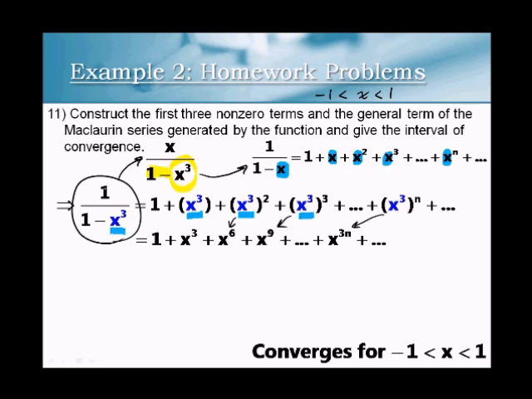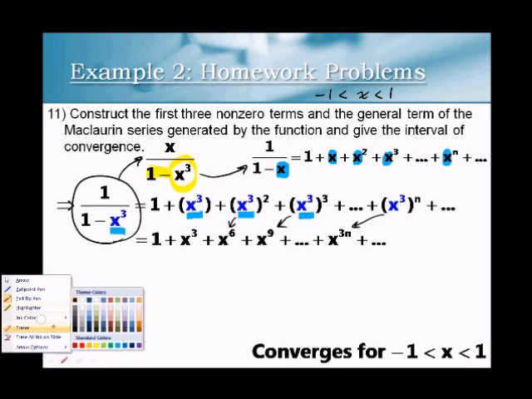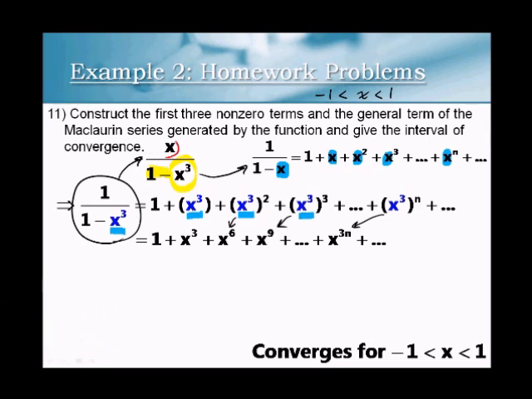Anyway, we're really close to where we want to be. We're at 1 over 1 minus x cubed. We're trying to get to x over 1 minus x cubed. So the only thing that's throwing us off is this tiny little x hanging out in the problem.